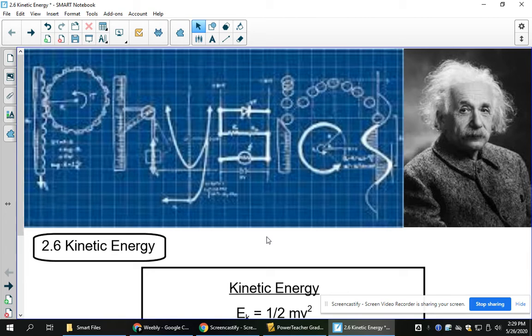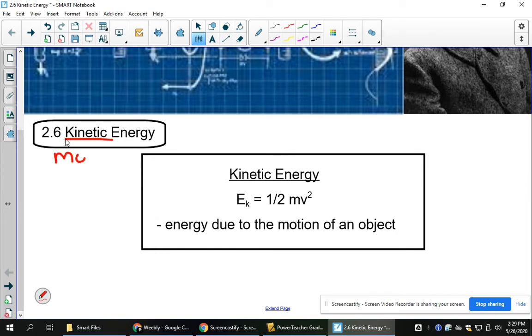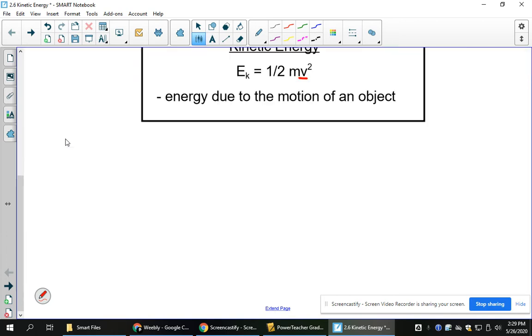So kinetic energy, if we just review for a moment, kinetic is a word that means motion. So anything that's in motion, it's moving, is going to have kinetic energy. When something is moving, it has a speed. We've already studied a few formulas that have V in them. V standing for speed or velocity.